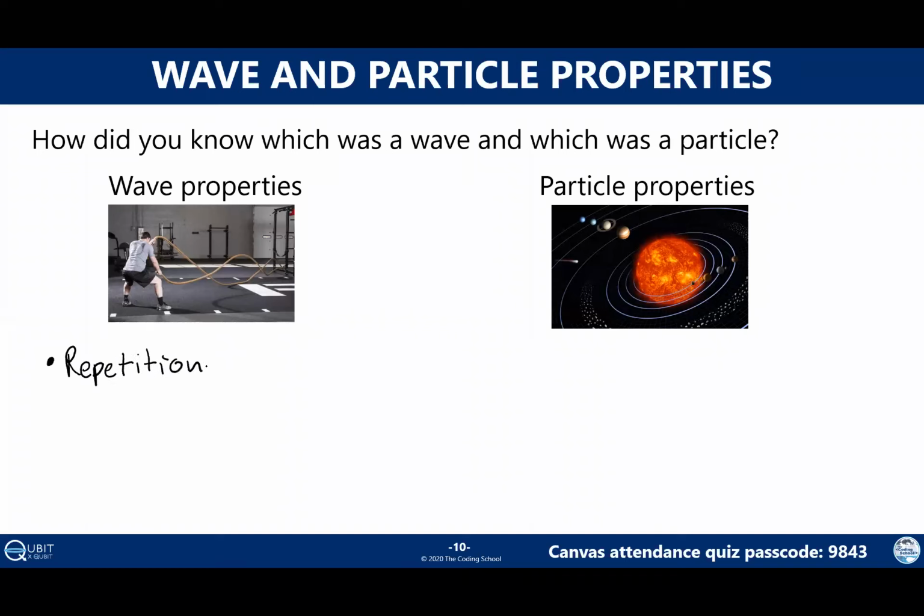And with that repetition comes a bunch of different quantities. It means we can define something like frequency. The frequency is just the rate at which that repetition happens. Another characteristic of waves is that, again, because of this repetitive property, you can track the physical distance between any two repetitions, and that is going to be our wavelength.